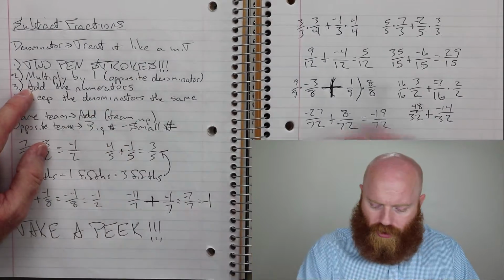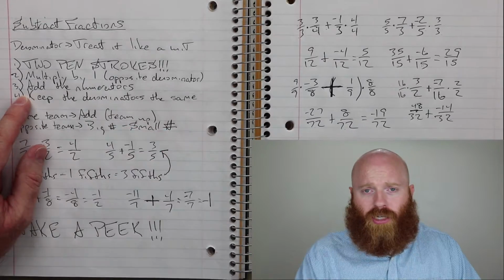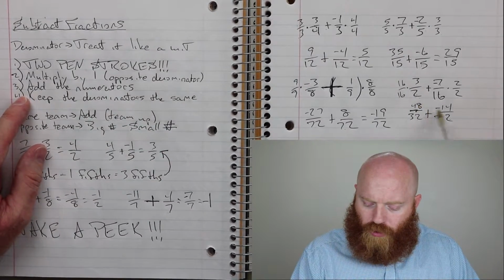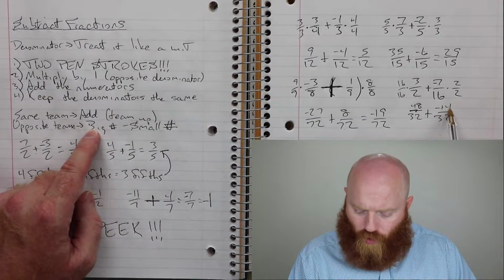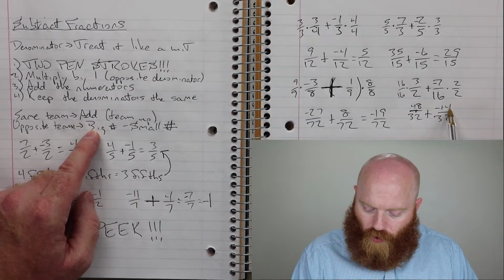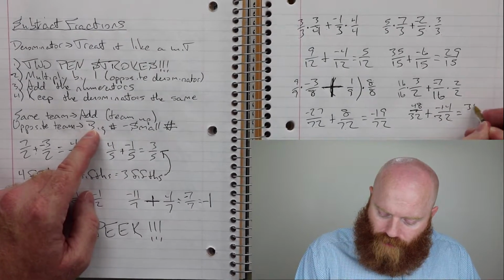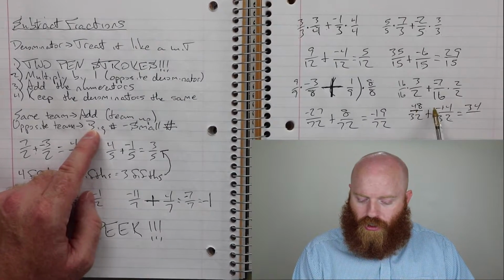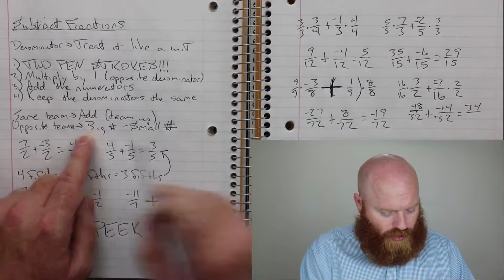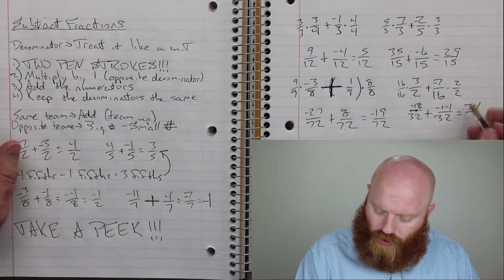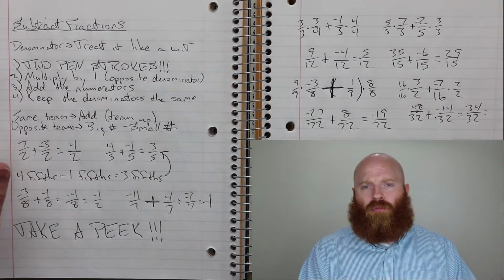Okay, so multiply by 1, else and the number, done. Add the numerators. Numerators are the numbers on the top. 48 good guys plus 14 bad guys. On the opposite team, big number minus small number. So 48 minus 14. I think that's 34. So this will be right here, 34. And the good guys had more people, so it'll be positive 34. And then 32, keep the denominator the same. So 32. I'm going to simplify this real quick.